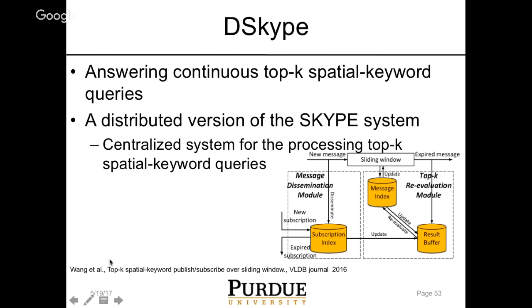The main application is for top K publish subscribe systems, where some people say, I am interested in iPhone cell phones, or some keywords, and they are also interested in a specific location. Whenever there are ads being produced containing these keywords that are close by to the location of the subscription, they should be forwarded to the user or the subscriber.